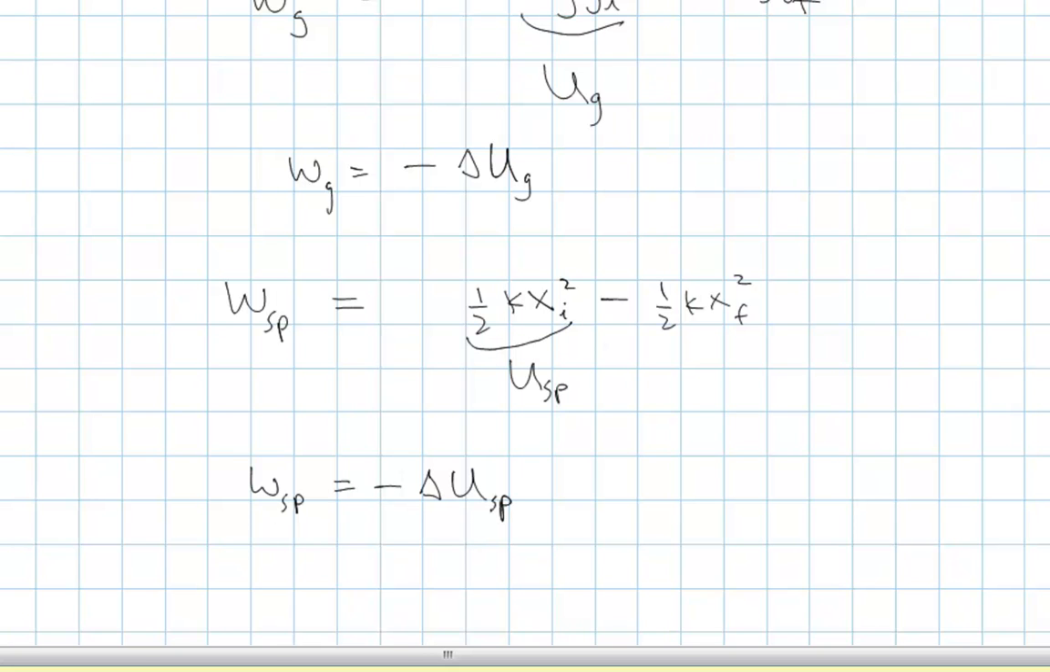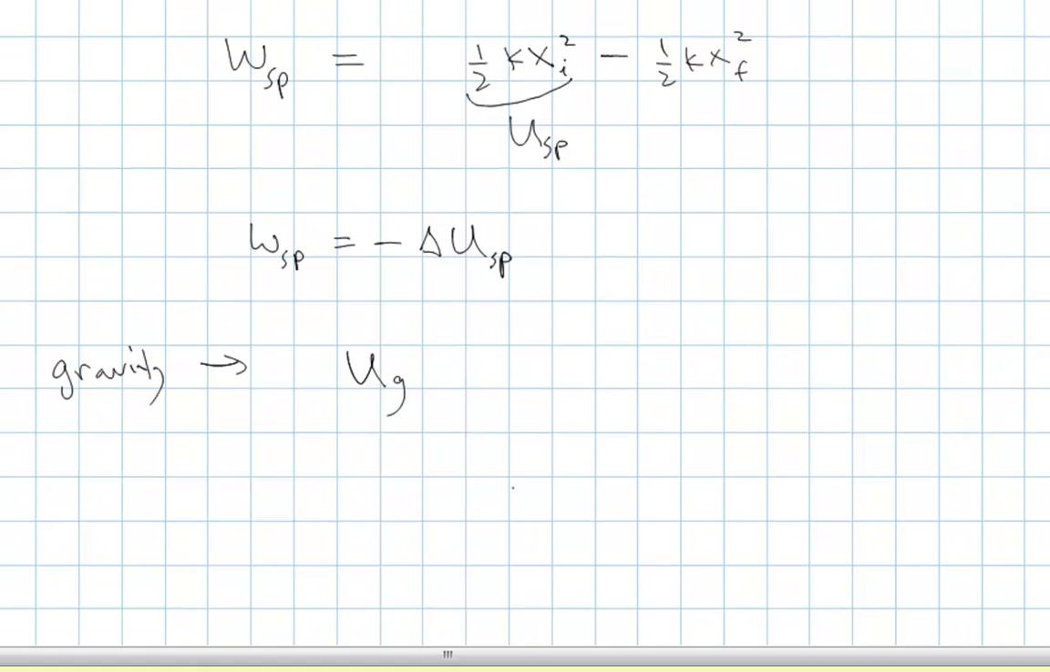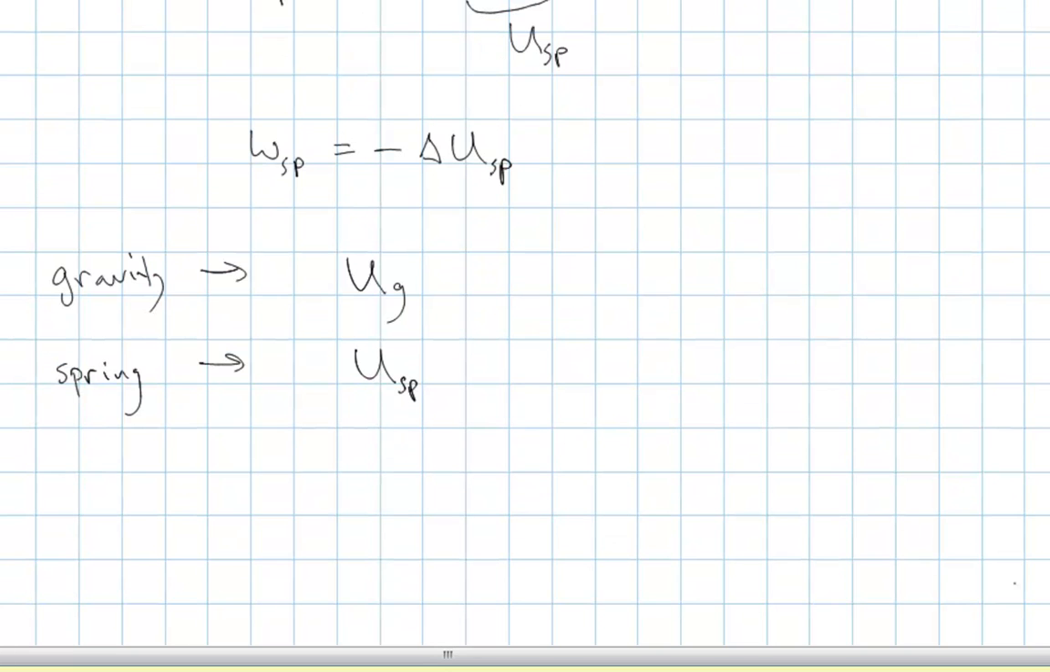So that's how we come up with these terms. So what do we know about now? We know gravity is a conservative force, so we come up with a potential energy term for gravity. We know the spring force is a conservative force, so we come up with a potential energy term for the spring force. And that's it this quarter. Next quarter, when you're studying electricity and magnetism, you'll see the electric force is also a conservative force, and you'll come up with a potential energy term from the work done by the electric force.